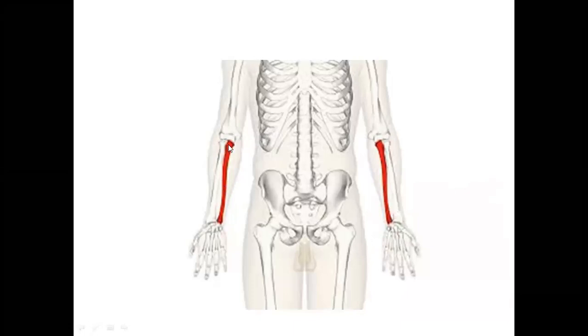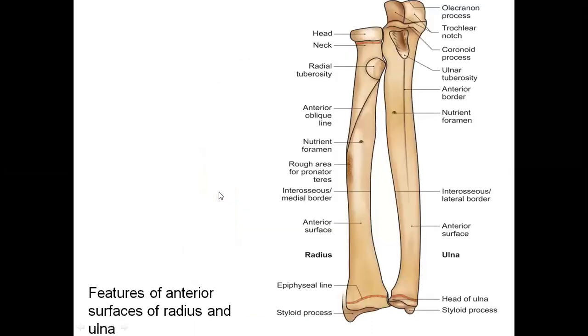When you discuss the ulna, see here, this is the upper end, which articulates with the trochlea of the humerus to form the humero-ulnar joint. That is part of the elbow joint. Then the lower end articulates with the ulnar notch in the radius bone to form the inferior radio-ulnar joint. Between the radius and ulna, I told you we have interosseous borders.